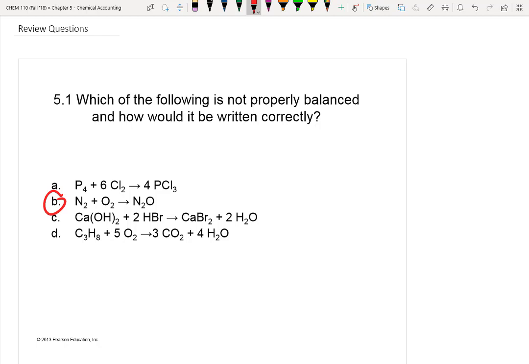And then last but not least on the bottom, got 3 carbons on each side, so that looks good. Got 8 hydrogens on each side, that looks good. And then we've got 10 oxygens on each side. So how would we balance B correctly? We've got to put in some sort of coefficient in front of at least one of these spots.